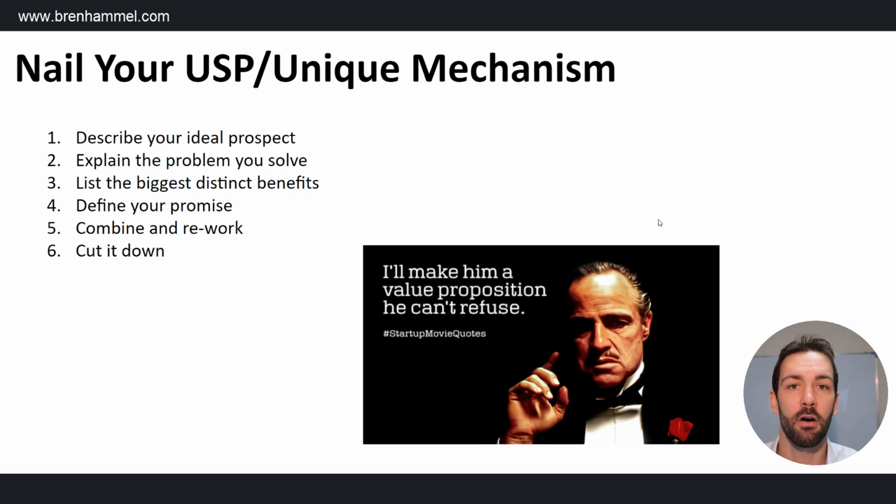Explain the problem that you solve. Now, you're doing this in a long-winded way because we'll cut it down at the end. But explain the problem that you solve. The drill and the hole. You've got a wall. You need a hole in it. Explain the problem, and use emotion in the problem because it's really important. People will buy on emotion. So input some emotion into that problem.